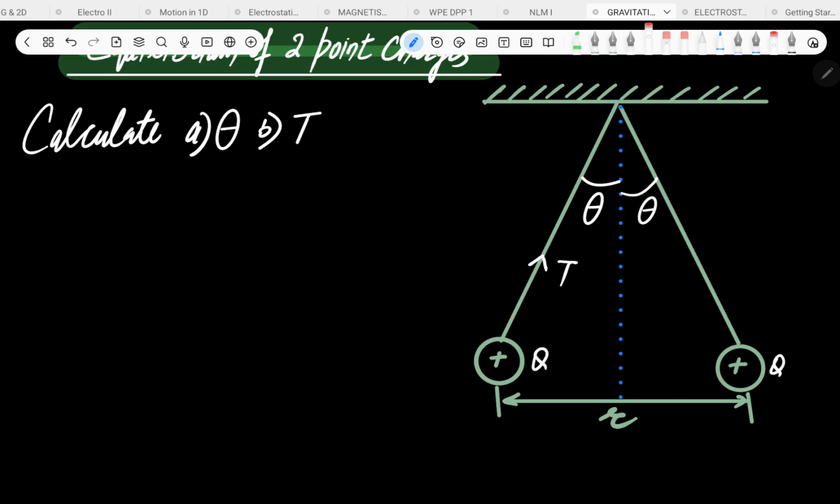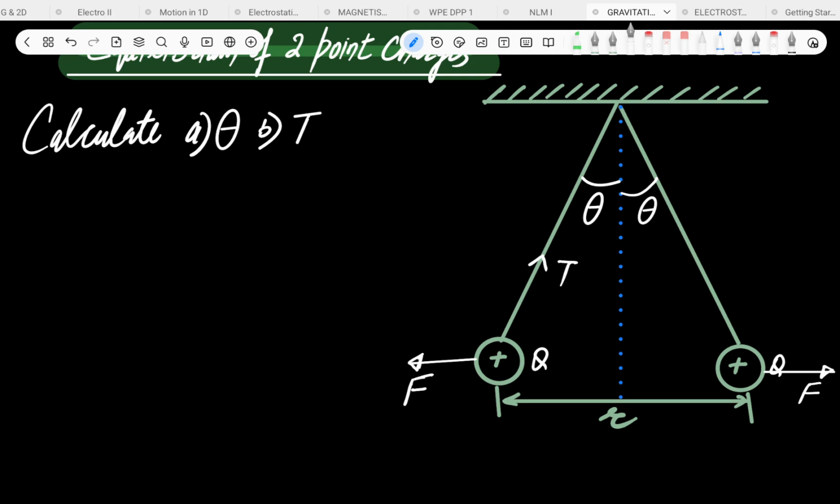Now, since these two particles are positively charged, they are like charges, hence obviously they will repel. They will repel by a force F, which is electrostatic in nature. This is that force F, given by Coulomb's law. So they will repel each other, and because of the force of repulsion, they will move away from each other, isn't it?